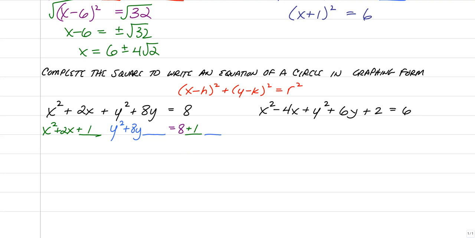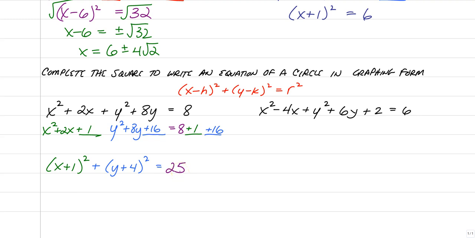The next thing you're going to have to do is take half of 8, which is 4, square it, and add 16 to both sides. Okay? And now you're ready to write them in terms of the square of a binomial. So this one is going to give you x plus half of 2 is 1 squared. And then over here we're going to have a plus sign in the middle, and we have our y plus half of 8 is 4 squared. And that right there is going to give you equal to all of these numbers added up, which is 25.